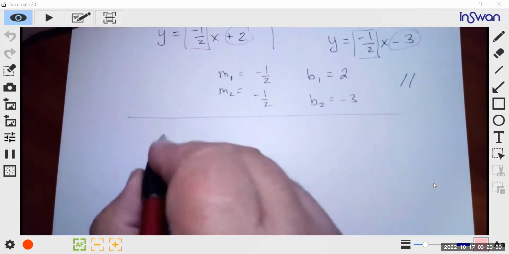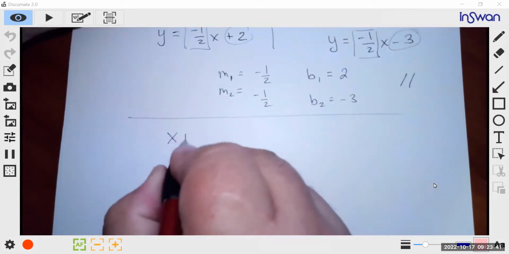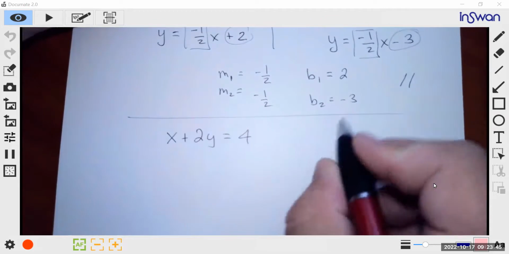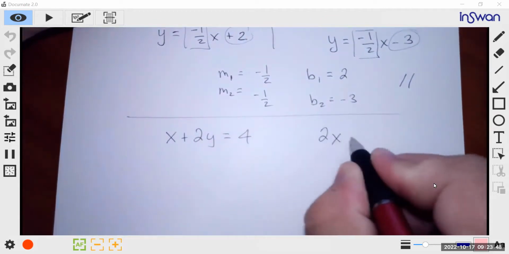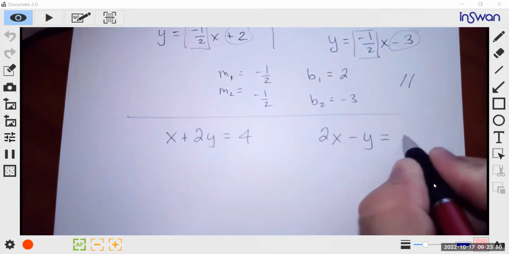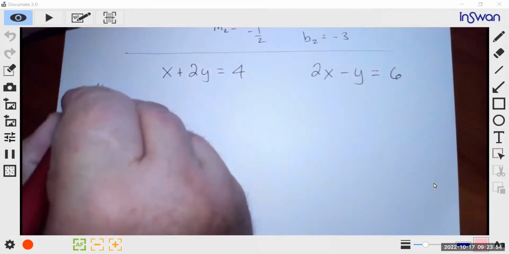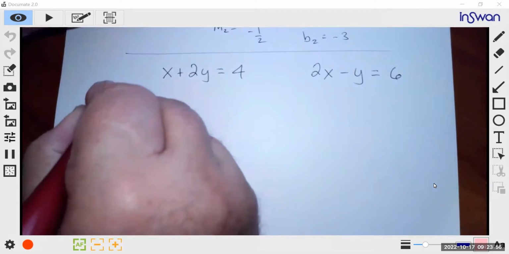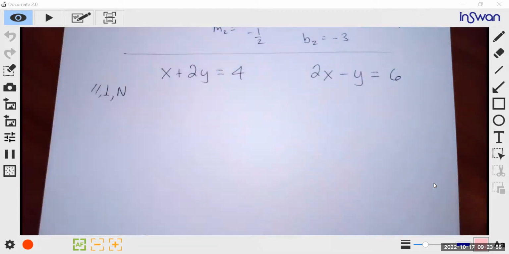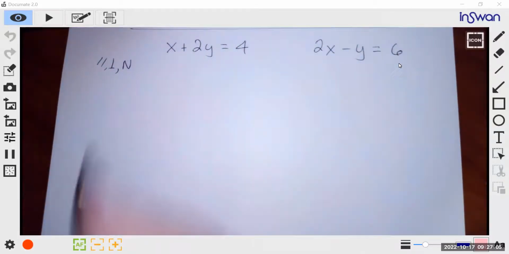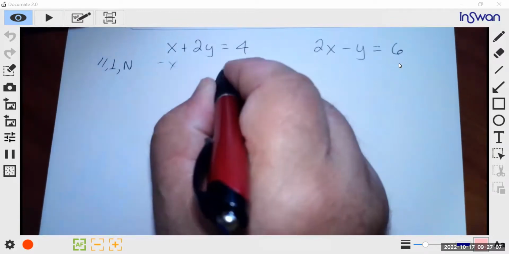Let's look at these next 2 lines. x plus 2y equals 4. 2x minus y equals 6. Tell me if they're parallel, perpendicular, or neither. So solve for y for both of them. First one, get rid of the x.